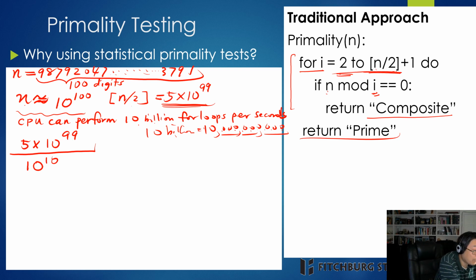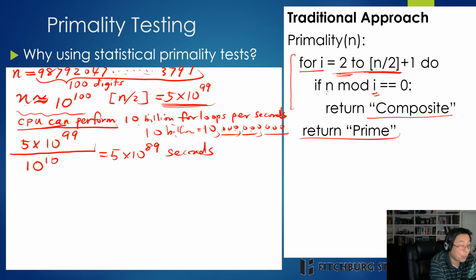So that's the total number of loops I need to perform, and that's the total number of loops I can perform in a second. So with the CPU we have, which can perform 10 billion for loops per second, to finish that many loops, I need 5 times 10 to the 89 seconds.